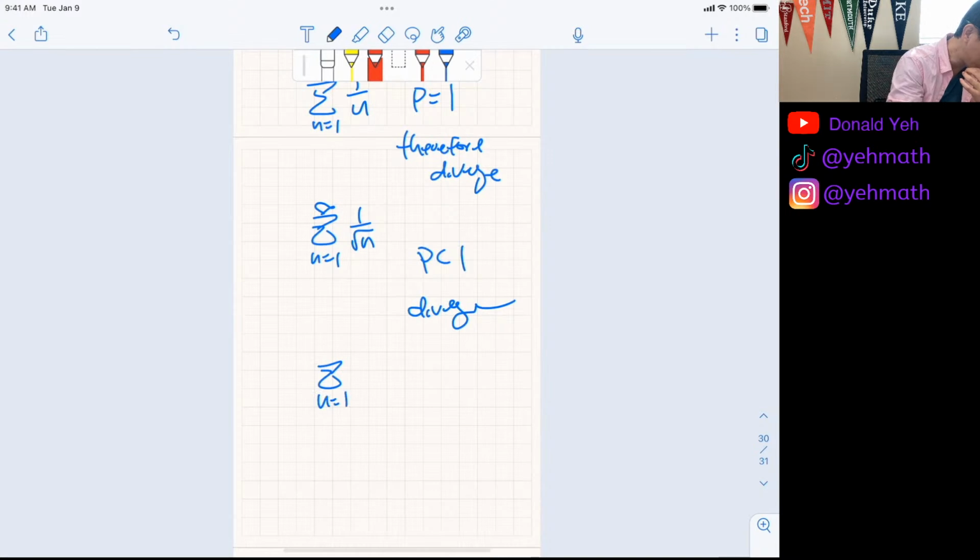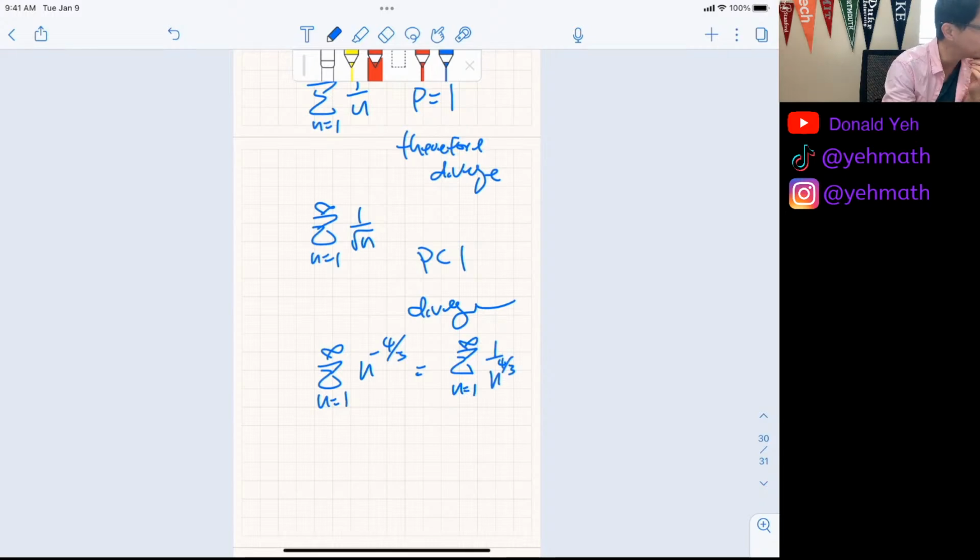Summation n equal to 1 to infinity of n to the negative 4 over 3. P is the exponent of the denominator. Are you sure it converges? I'm pretty positive this converges. Yes, you're right. Using the exponent rule, it's n to the 4 over 3, and 4 over 3 is greater than 1, so it converges. It's super easy to analyze.